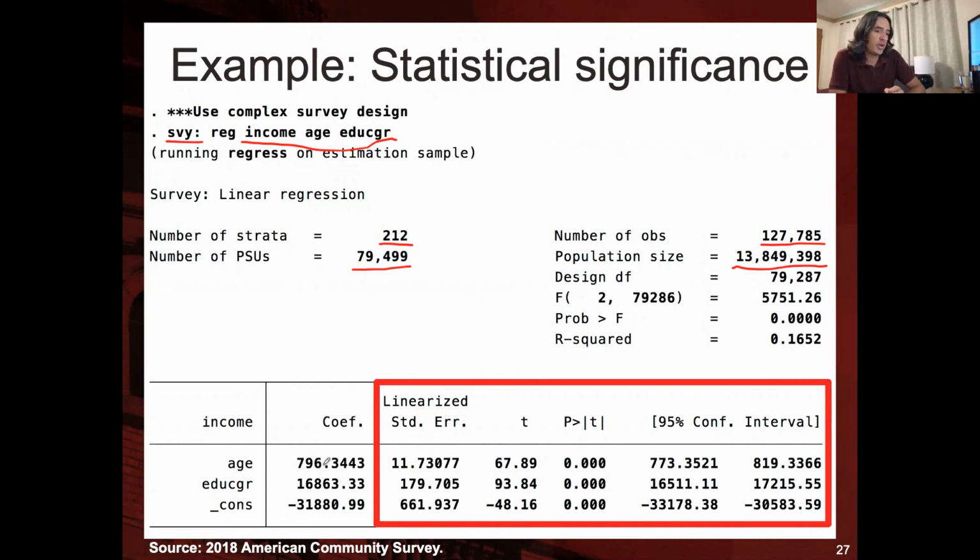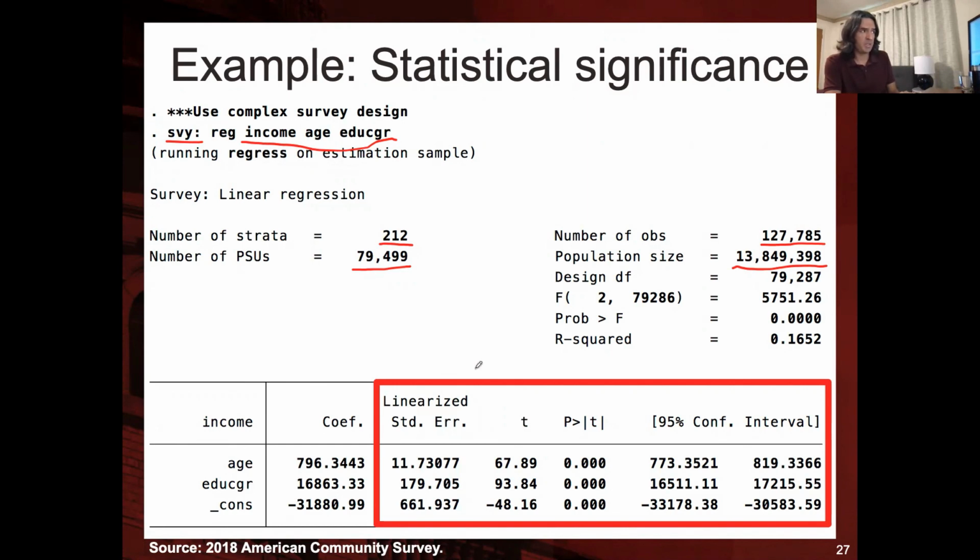The coefficients we already calculated before, and now I did not put the comma beta, so the confidence interval was estimated here. The robust standard error was estimated because my complex survey design takes into account the P weight. 11.7 is the standard error for age, and the 179 is the standard error for the variable education group.